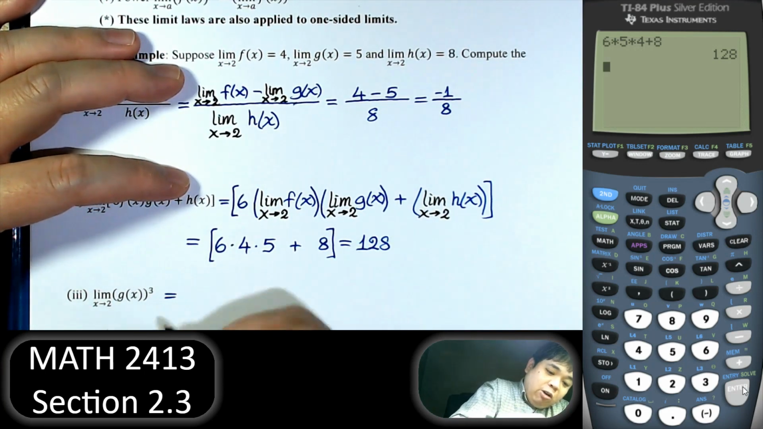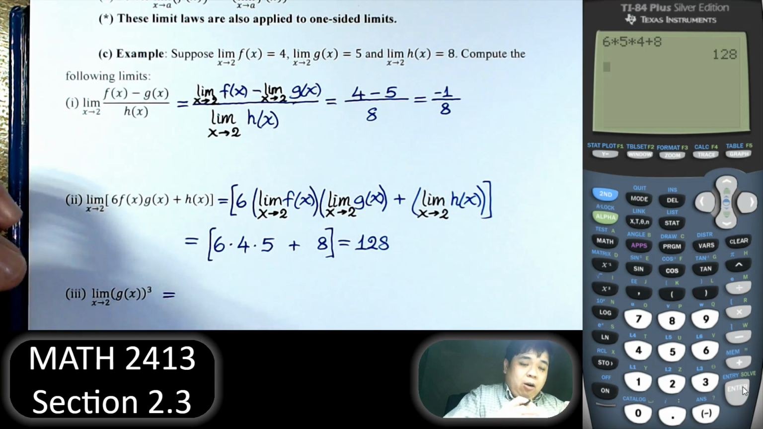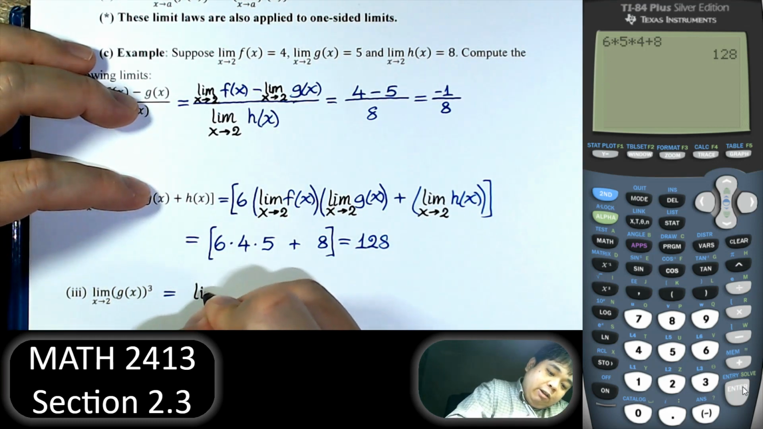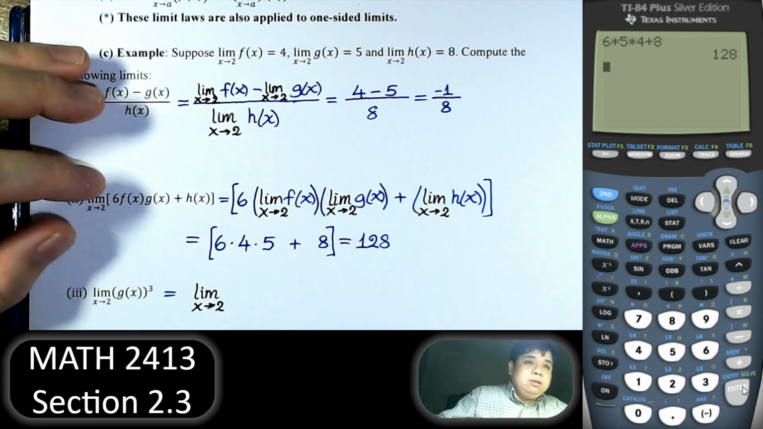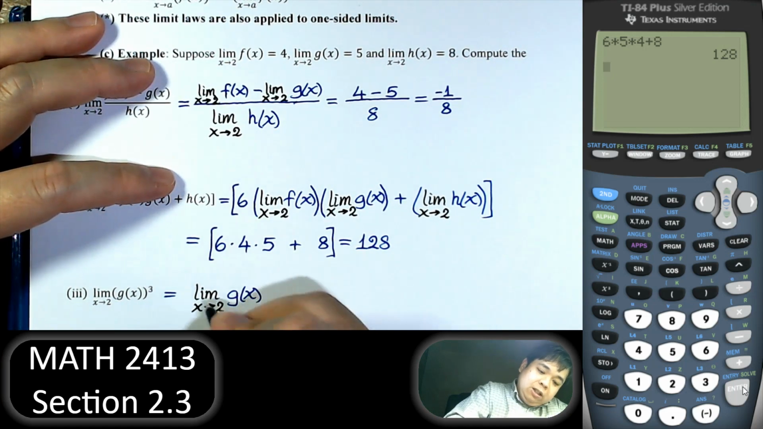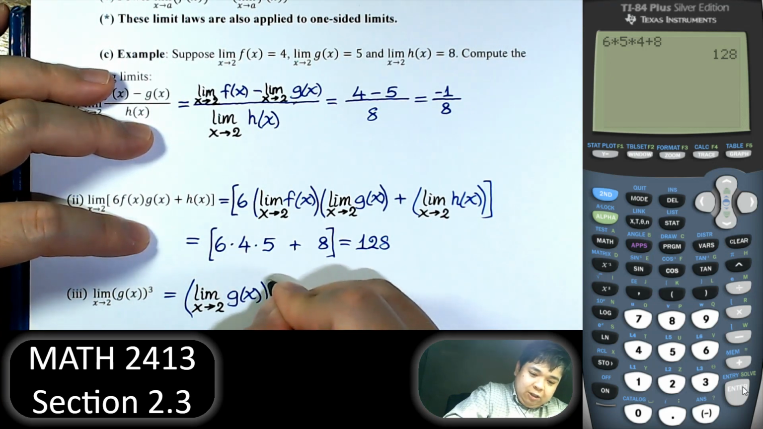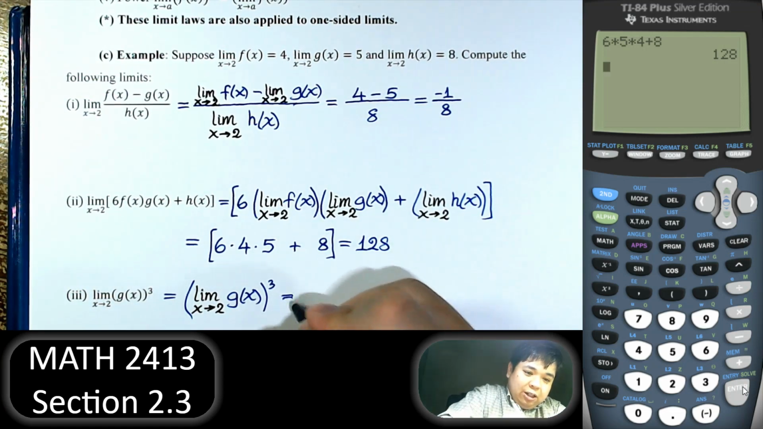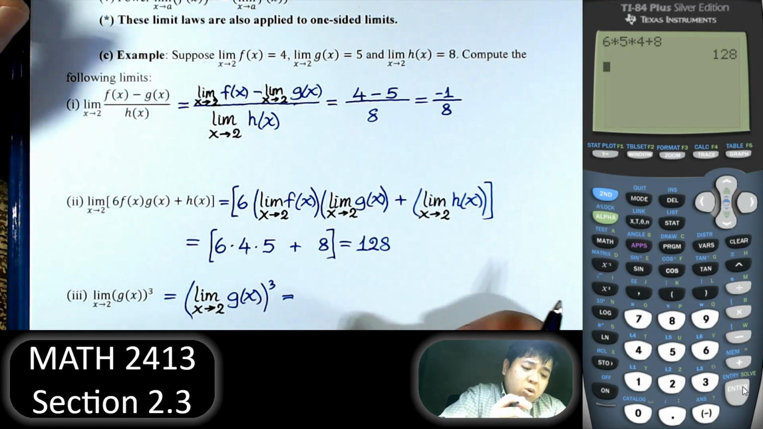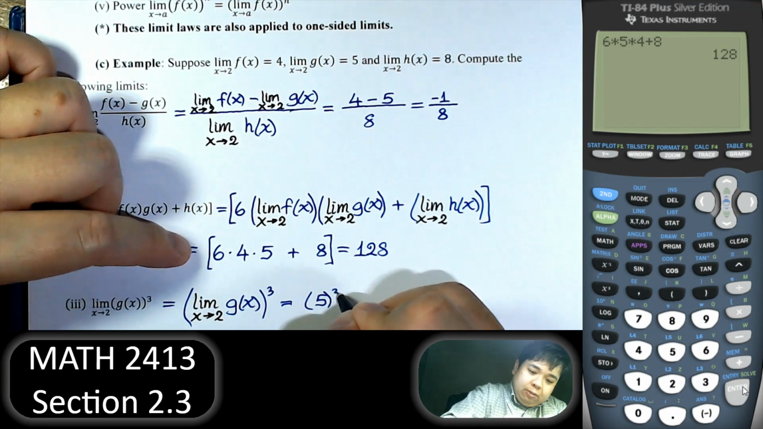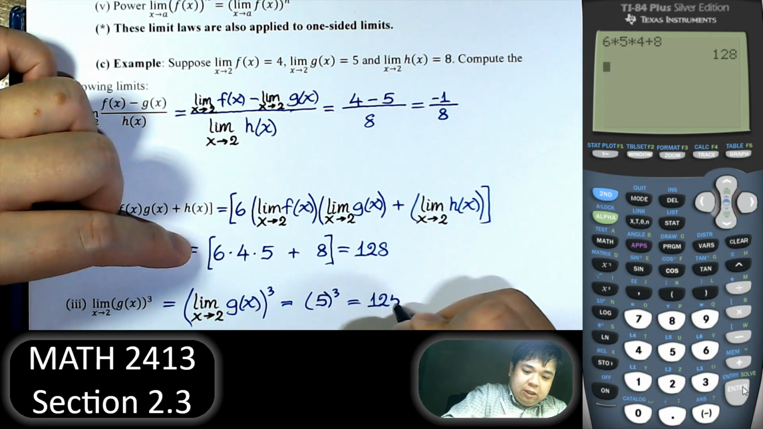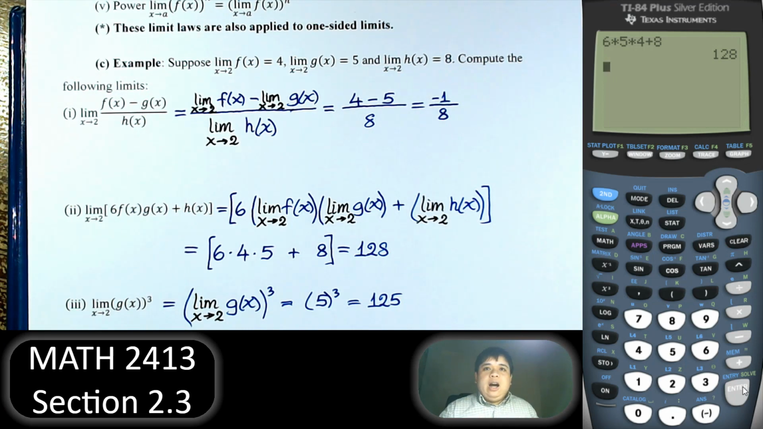Right. So it doesn't matter how the functions are combined. We just want to put the limit in front of every function. And then there's a cube. So that's exactly what the rules are about. Limit of g of x when x goes to 2 is 5. Cube is 125. Right. So that's simple enough. That's certainly the way to combine limits of functions.